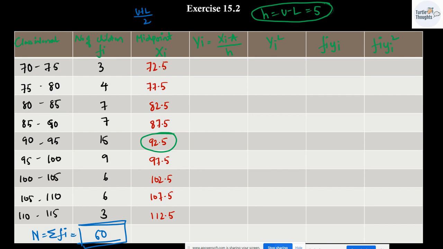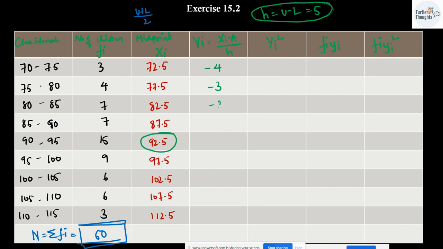So here I should be calculating the value of yi, which is going to be 72.5 minus a. What is the value of a? It is going to be 92.5. 92.5 minus 72.5, it is going to be 20. 20 divided by 5, I will be getting the value as minus 4. Next, 77.5 minus 92.5 is going to be minus 15. Minus 15 divided by 5, it is going to be minus 3.